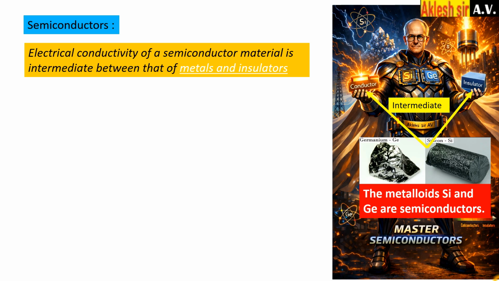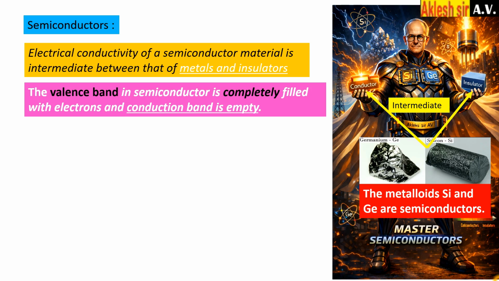It will not allow any electron to move, so it can behave slightly like a conductor and slightly like an insulator. So the electrical conductivity of a semiconductor is between conductor and insulator. Sometimes it behaves like a conductor, sometimes like an insulator, depending upon what condition you are giving to the silicon and germanium, that is the semiconductor material. Next. The valence band in the semiconductor is completely filled with electrons and the conduction band is empty.